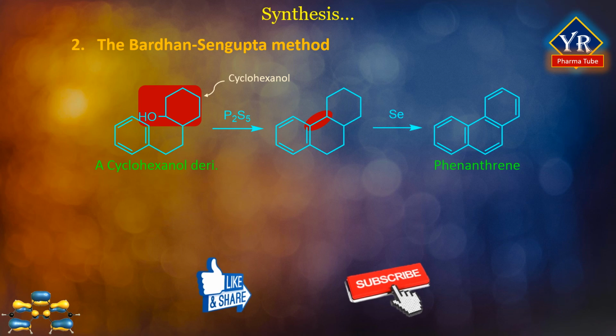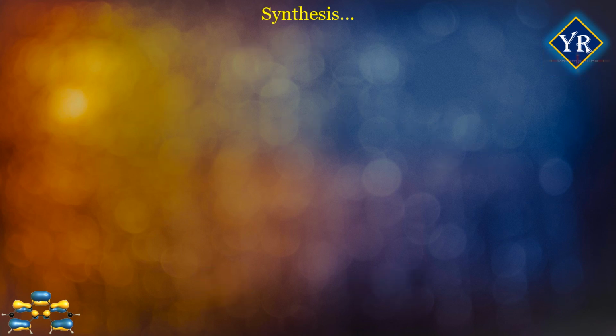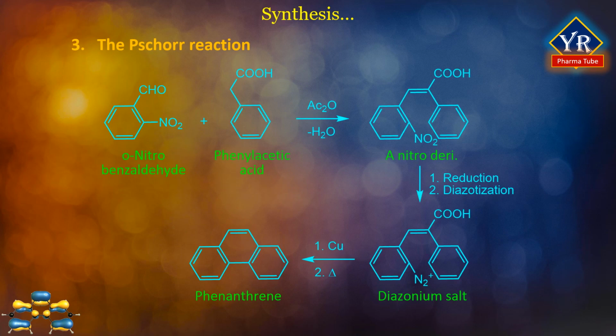Phenanthrene can also be obtained photochemically from certain diaryl ethenes. This Perkin-Carr reaction, a convenient synthesis of phenanthrene, consists of reacting ortho-nitrobenzaldehyde with phenyl acetic acid in the presence of acetic anhydride, which forms a nitro derivative, that is alpha-phenyl ortho-nitrocinnamic acid. This reaction is known as the Perkin reaction.